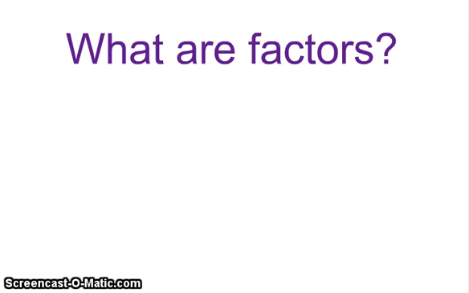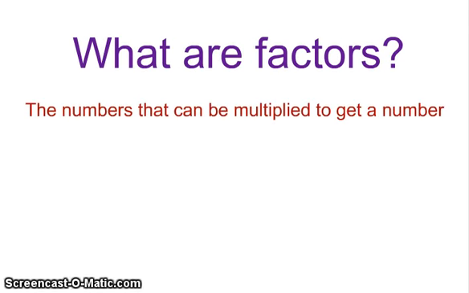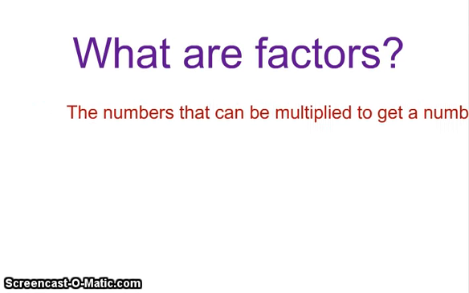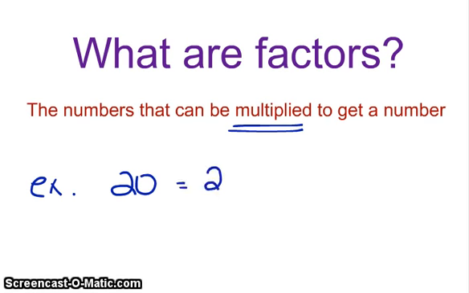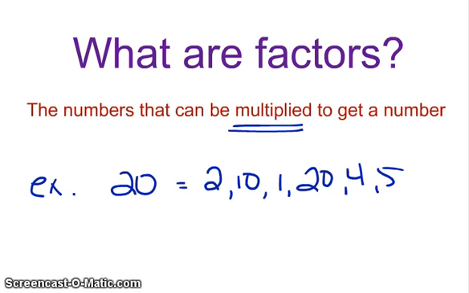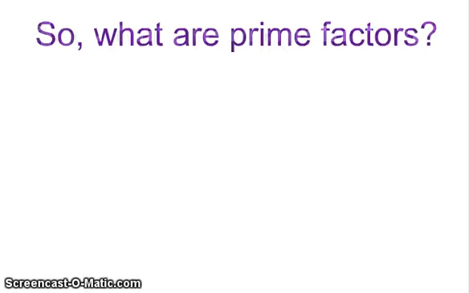So what are factors exactly? Factors are the numbers that can be multiplied to get a number. Okay? So if I asked what are the factors of 20, you would say 2, 10, 1, 20, 4, 5. These are all things that could be multiplied and you would get 20, so they are all things that 20 is divisible by. So those are factors. So then what are prime factors?